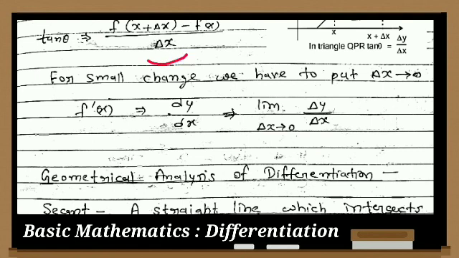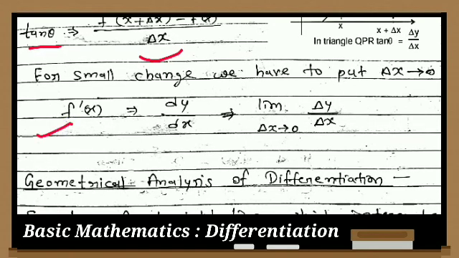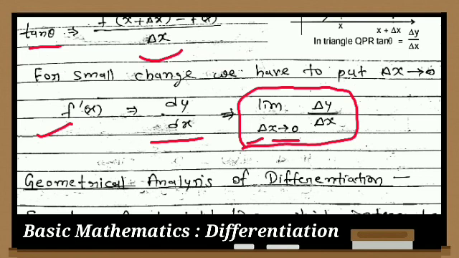That means as we decrease the value of delta x, we can write f dash x is equal to dy by dx. Now we put the limit for delta y upon delta x. The limit is delta x tends to 0. It is not equal to 0, but it tends to 0.